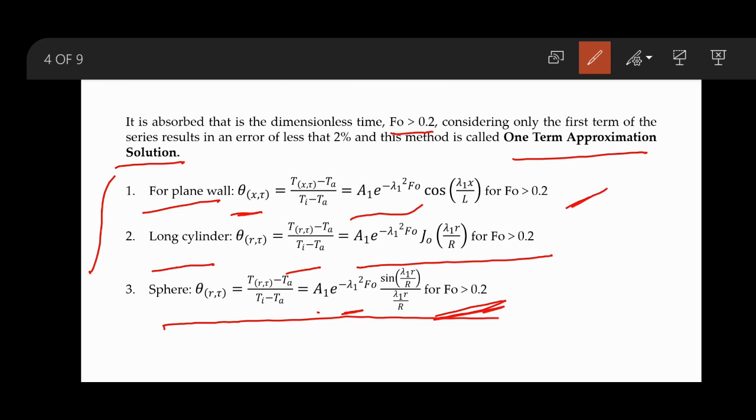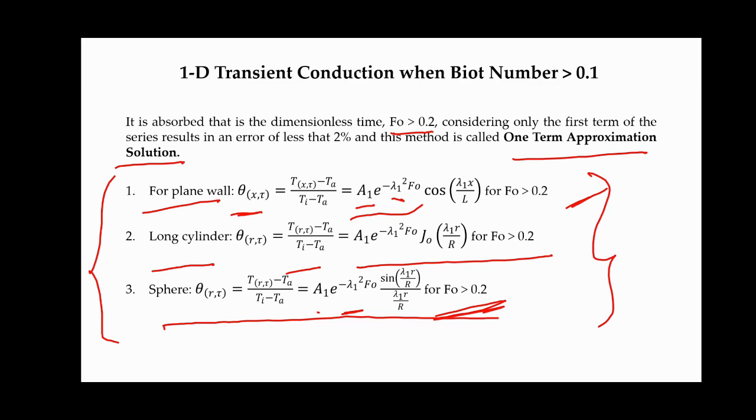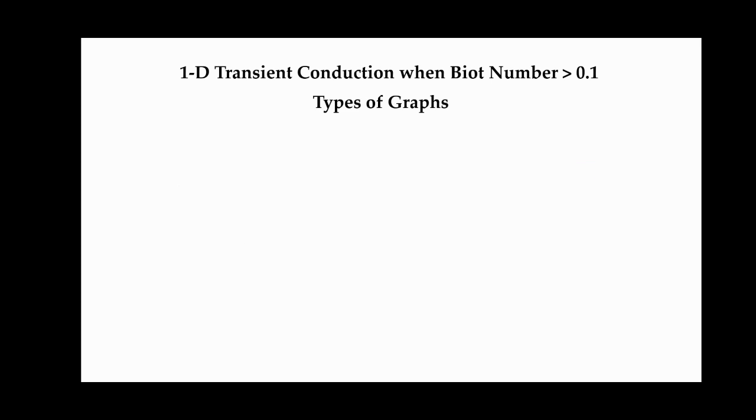We don't have to remember these equations because we are not going to solve problems using the one-term approximation method. But what you have to note here is that the values of A1 and lambda 1 will be tabulated, and depending on the type of problem we are going to solve and the different parameters, we need to choose the values of A1 and lambda 1 from the table. Once we choose those two, we can easily find the dimensionless temperature, and from that we can find the heat transfer rate and the total amount of heat removed or added to the body.